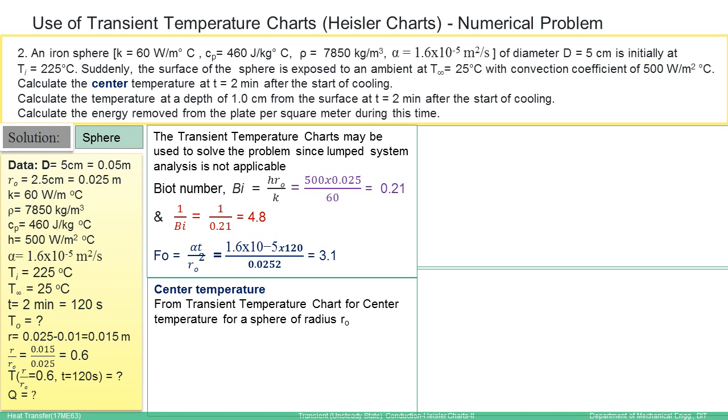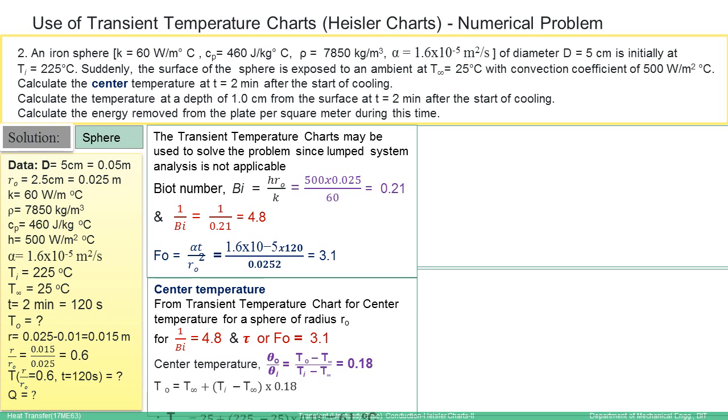Now to find out center temperature, using the transient temperature chart for center temperature for a sphere of radius r naught, using 1 by Biot number equal to 4.8 and Fourier number 3.1, we get theta naught by theta i is equal to 0.18, that is T naught minus T infinity divided by Ti minus T infinity is equal to 0.18. So we can get the value of T naught, that is 61 degree Celsius.